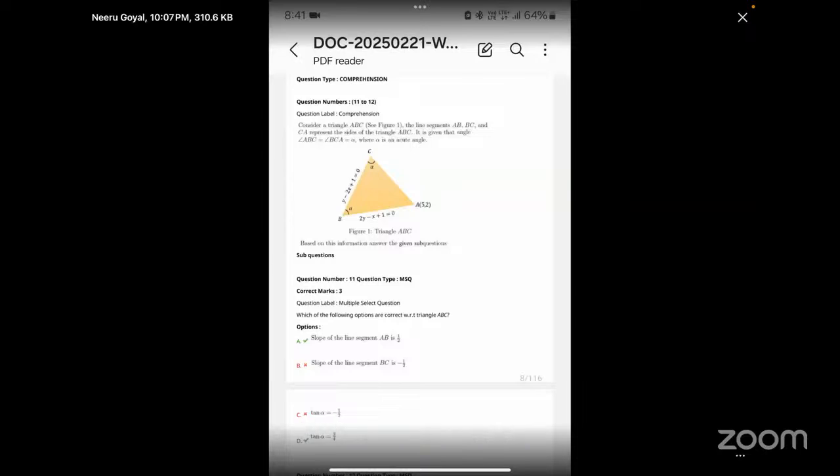Ma'am, these options like slope I am able to find, but I don't know how to solve it for tan alpha.